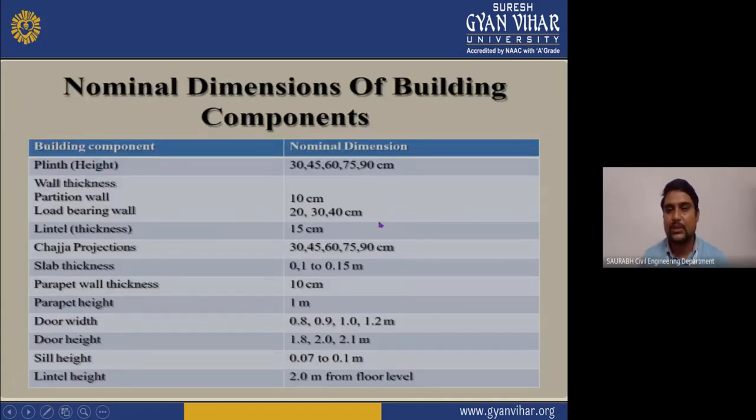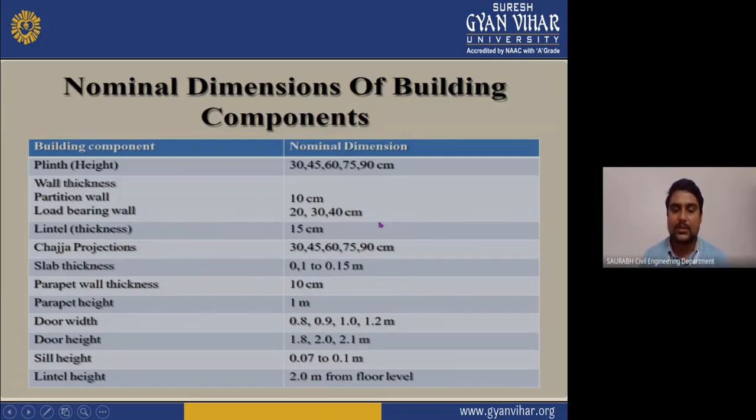So, coming to the nominal dimensions of building components. This is also a very important point for all civil engineering students. First one is the plinth. As you can see, the nominal dimension of plinth is 30, 45, 60, 75, 90 centimeter. If you talk about wall thickness, the partition wall thickness is generally 10 centimeter and load bearing wall thickness is generally 20 to 40 centimeter, and you can also keep it 30 centimeter.